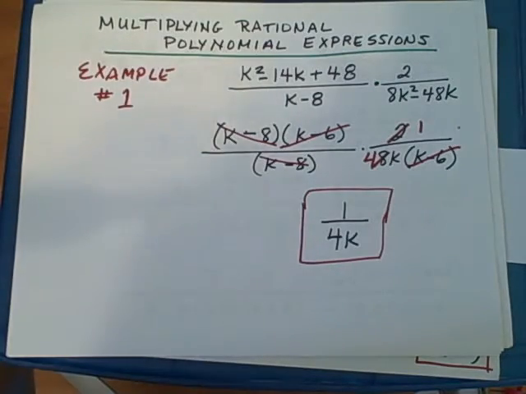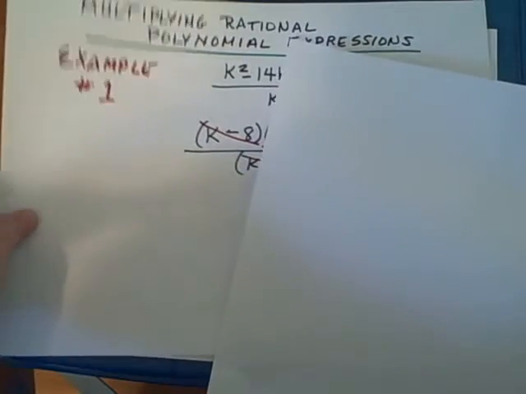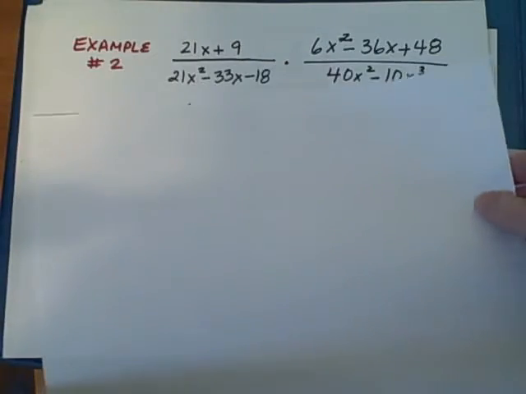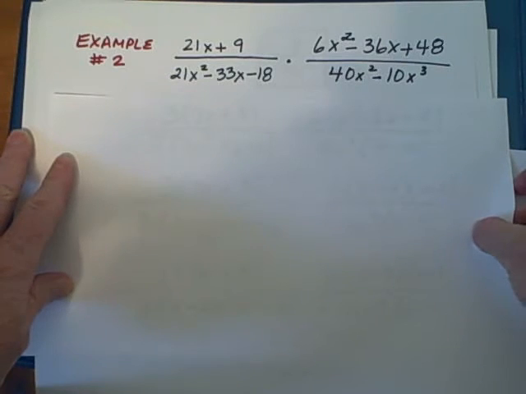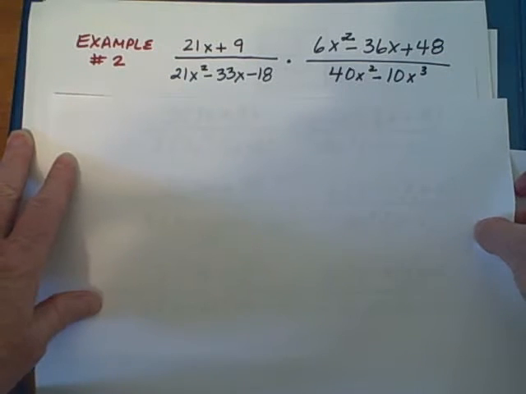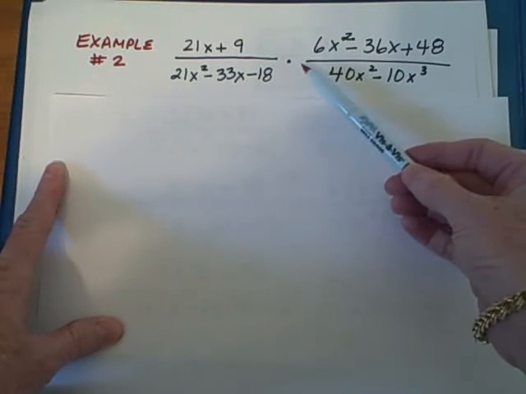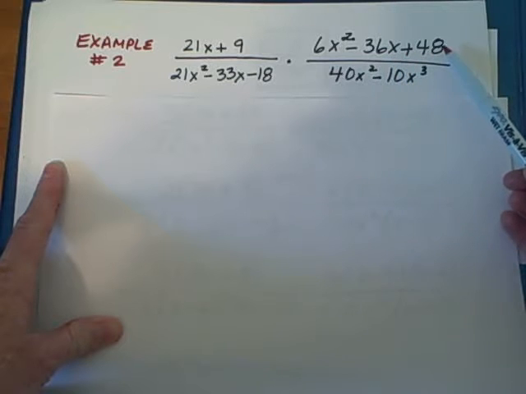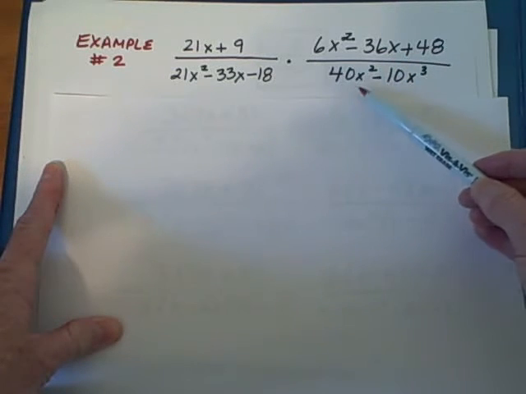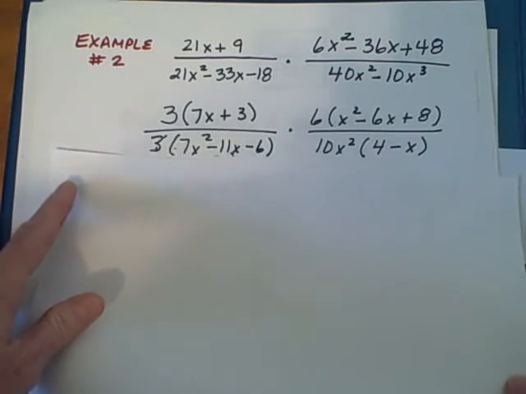Our next one that we're going to look at, example 2, is a lot more complex. So let's look at it. We're going to start off with 21x plus 9 divided by 21x squared minus 33x minus 18. And then we're going to multiply that by 6x squared minus 36x plus 48 divided by 40x squared minus 10x cubed. And you know it, our next step is to factor.